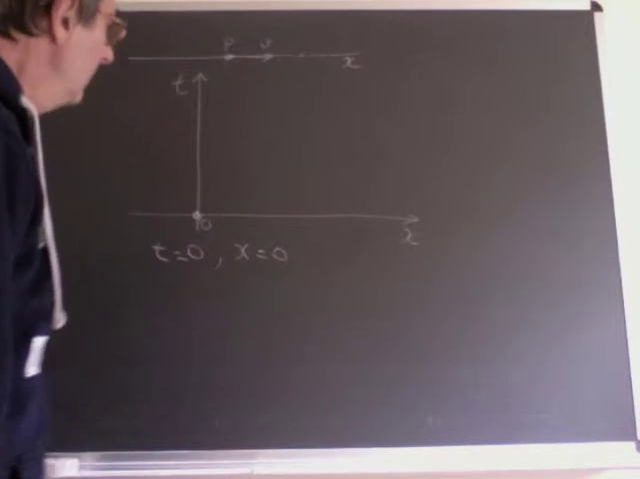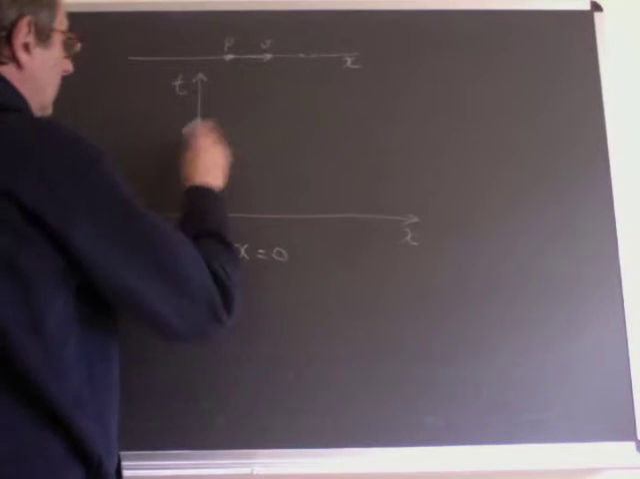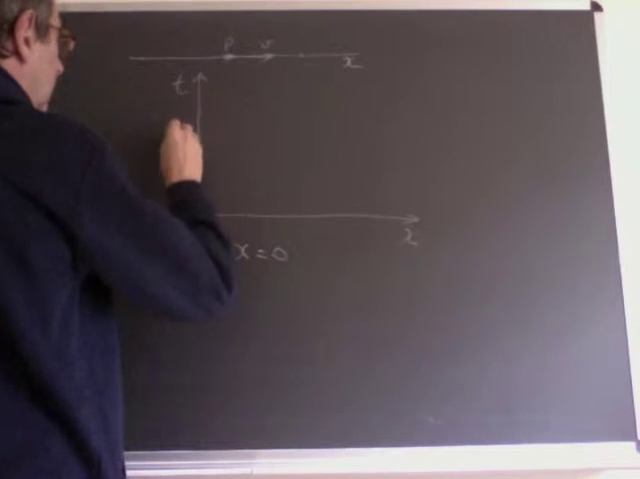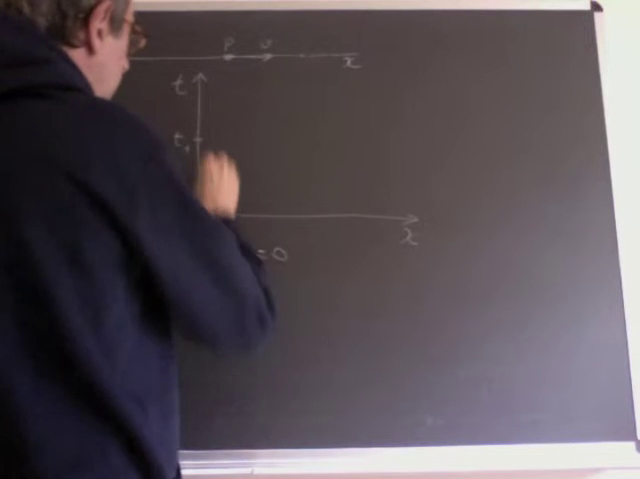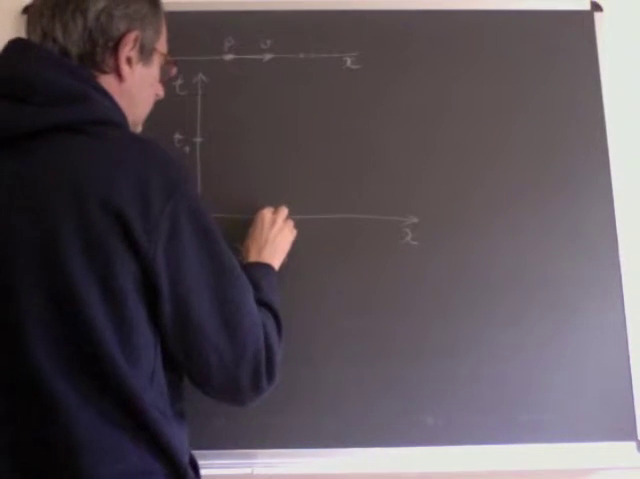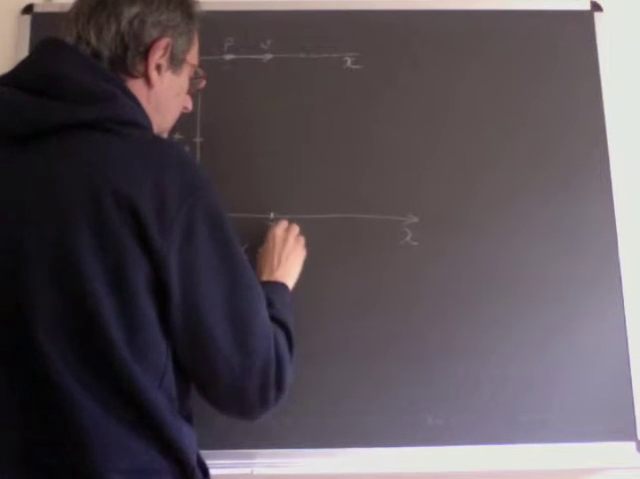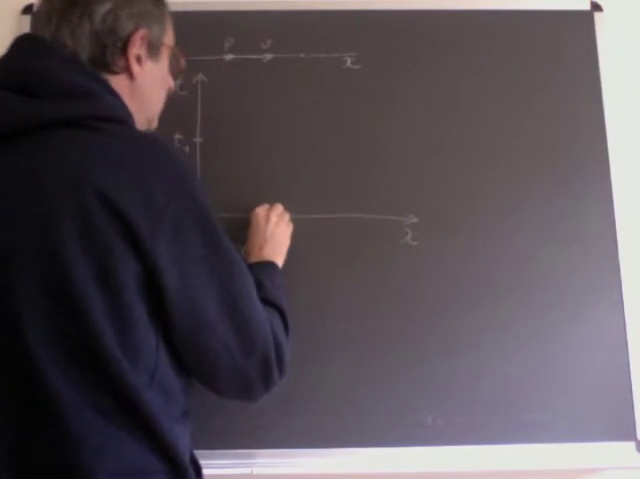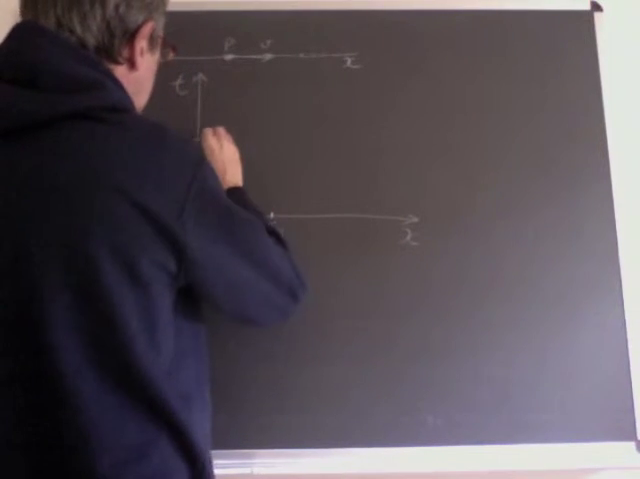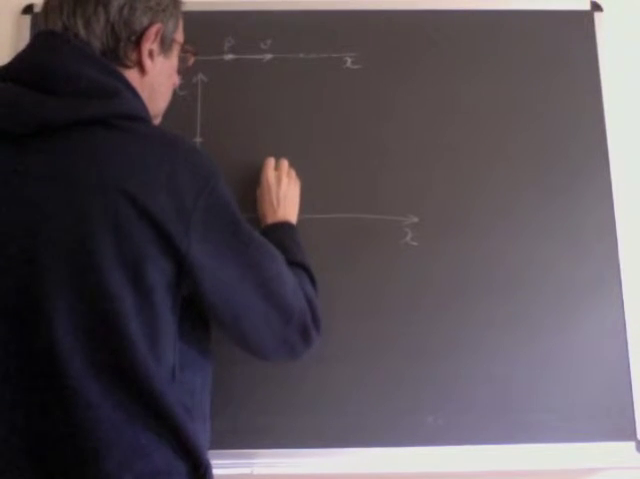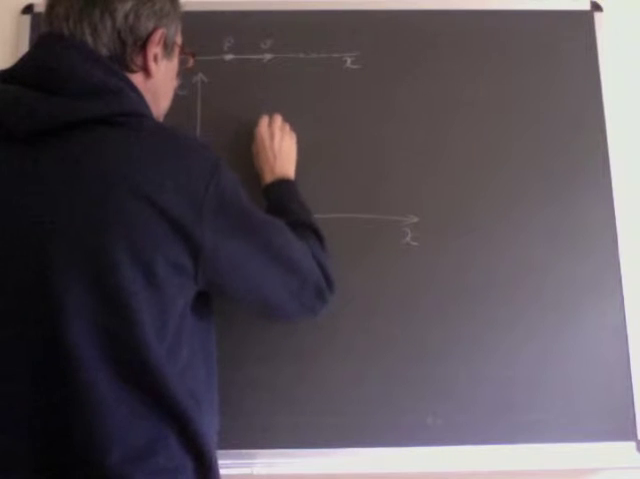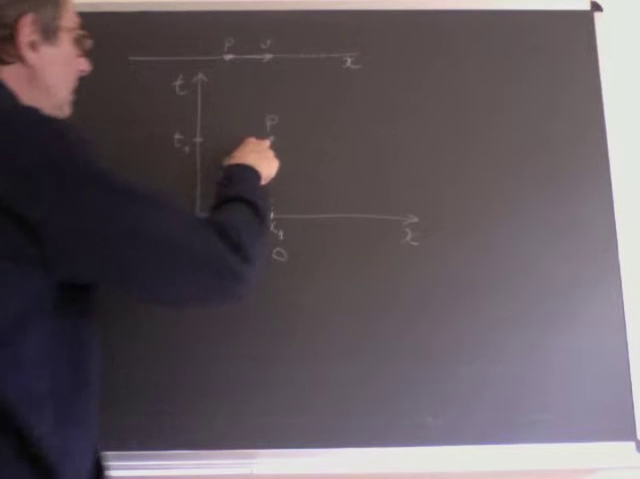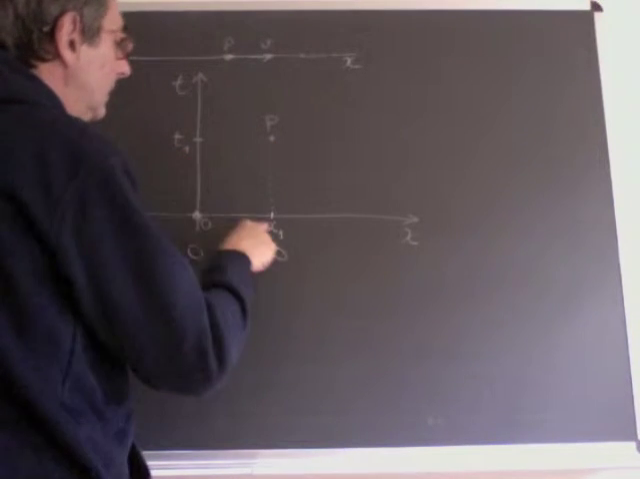If after a certain interval of time, let's call it t1, the position of the point is at a certain point x1 on the horizontal axis, we can join these two coordinates and state that the point P at the time t1 is at the point x1.